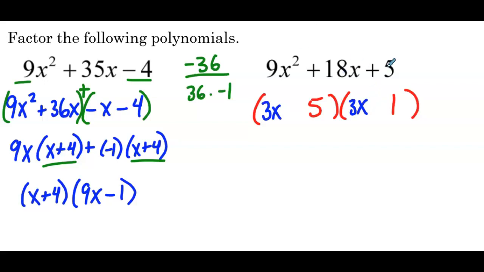And I should have also noticed I'm multiplying to a positive 5 and adding to a positive 18. So both of these should be positive. So let's check. So we'd have 3x times 1, which is 3x. 5 times 3x is 15x. Add those two together, we get 18x. Perfect. There are the factors.